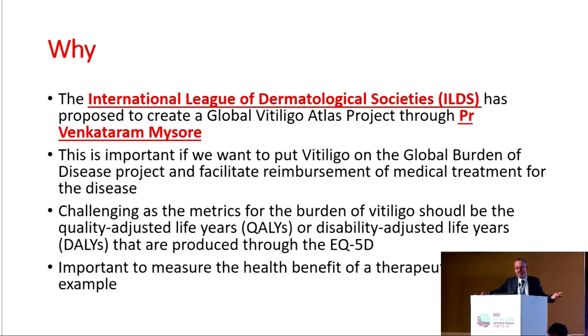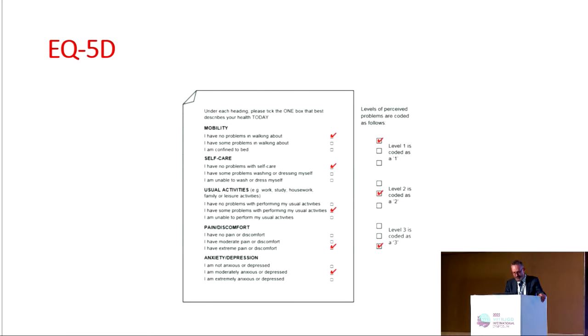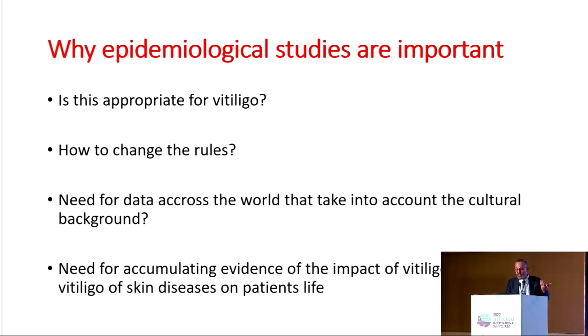We discussed this yesterday, and I find it very challenging to do this, because the metrics for the burden of vitiligo should be the quality adjusted life years and the disability adjusted life years that are produced through the EQ5D. It is important to measure the health benefit of a therapeutic strategy, for example, and these are the questions that you find in the EQ5D. So you can see that this does not really fit vitiligo. I have no problem with working, all vitiligo patients will tell you that. I have no problem with self-care, all vitiligo patients will tell you that. Usual activities, maybe some patients will say that they have problems performing usual activities. Pain, discomfort, this is not really in vitiligo. Anxiety, depression, yes, this is in vitiligo. So is it appropriate for vitiligo? I think the question is open.